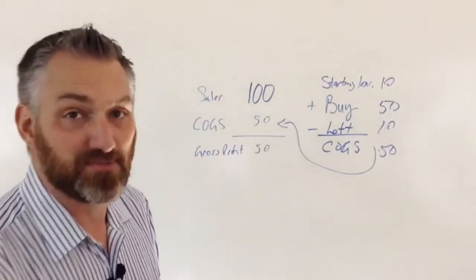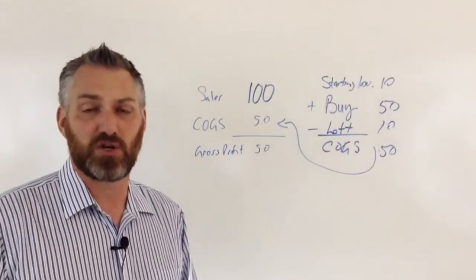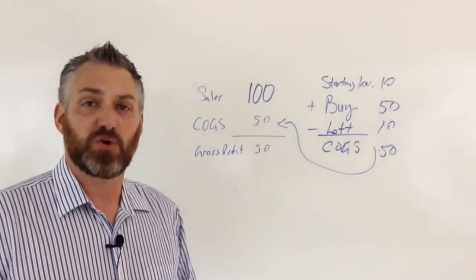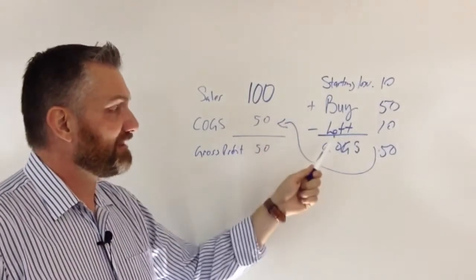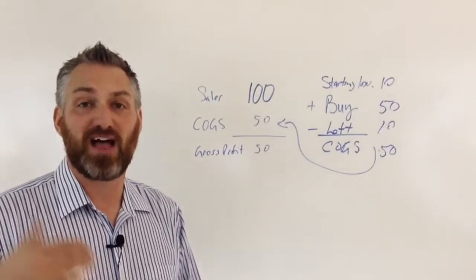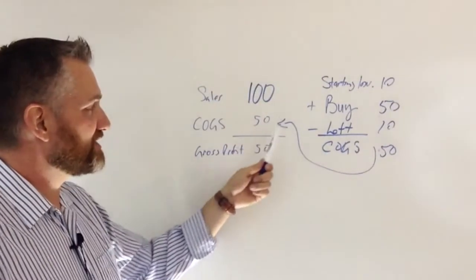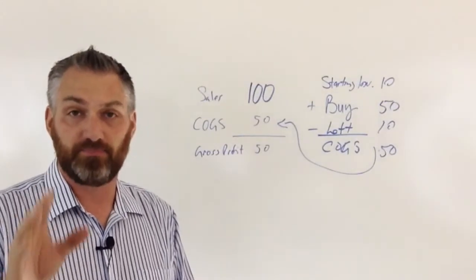And here's what happens: owners start to become lazy and they don't actually want to count the inventory. When they stop counting the inventory, it means that the starting and leftover numbers in our cost of goods sold formula become incorrect. And what that then means is that our cost of goods sold number starts to become incorrect.